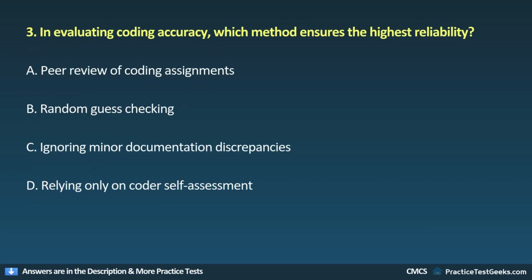3. In evaluating coding accuracy, which method ensures the highest reliability? A. Peer review of coding assignments. B. Random guess checking. C. Ignoring minor documentation discrepancies. D. Relying only on coder self-assessment.